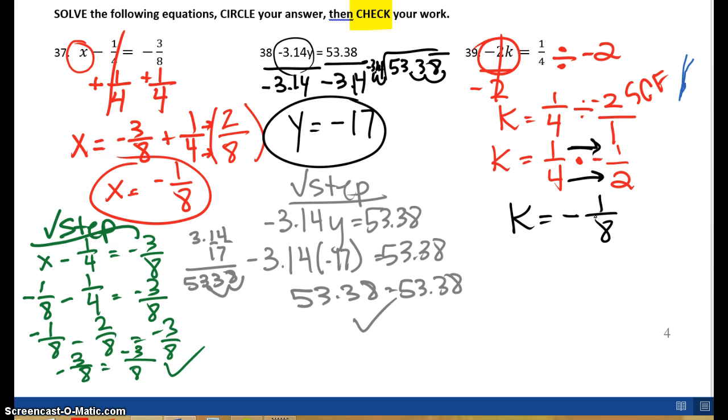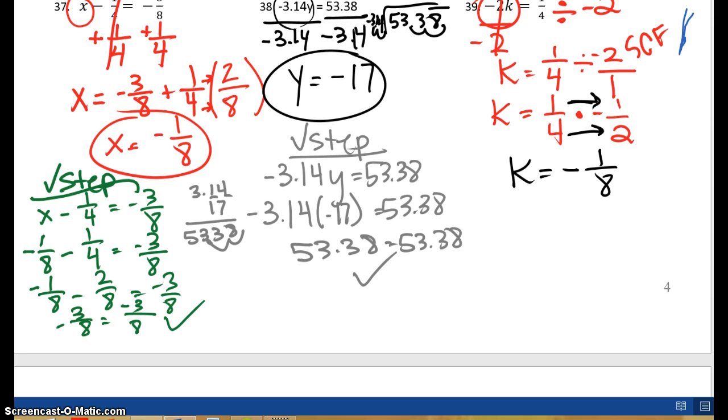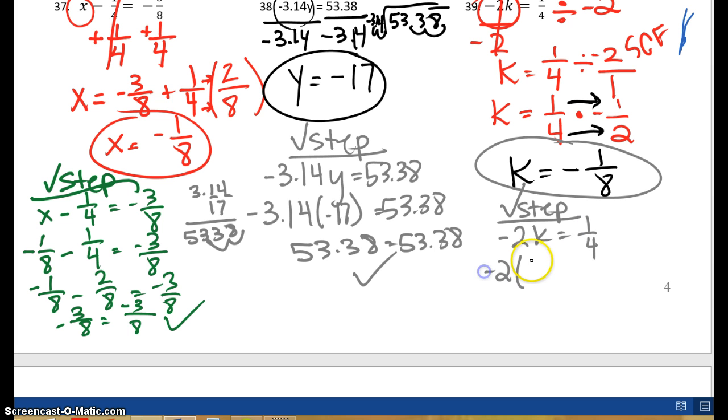Now again, the last step here is my check step. So let me change my color so you can tell the difference between my work. Oh, I'm going to circle that above. Now again, first step, recopy the original problem. Plug in what I found my variable to be, negative 1/8. Negative 2 over 1 times negative 1/8 is negative 2 over negative 8, which is 1/4 when you simplify that fraction. So 1/4 equals 1/4. So I am correct on that one.